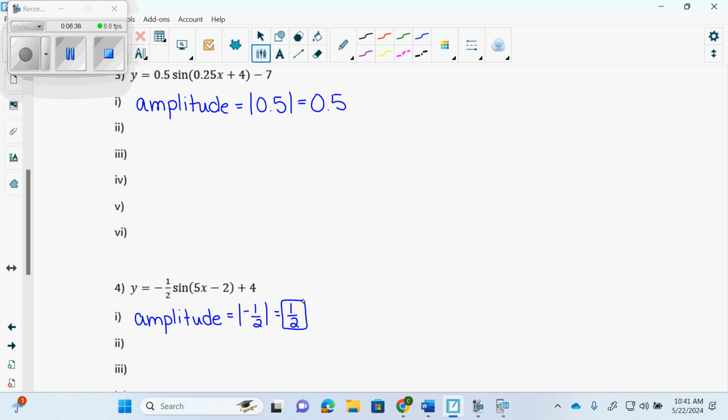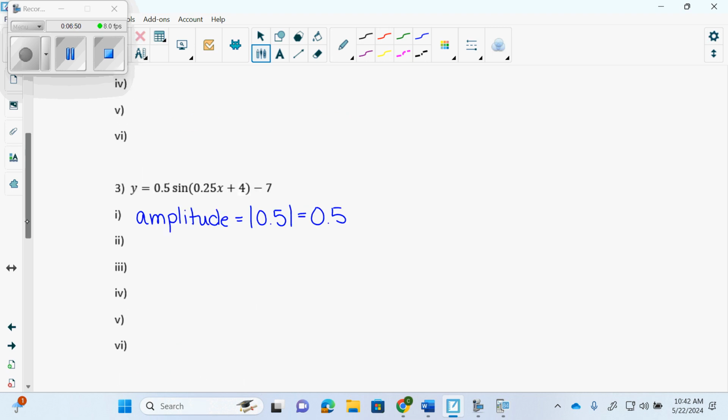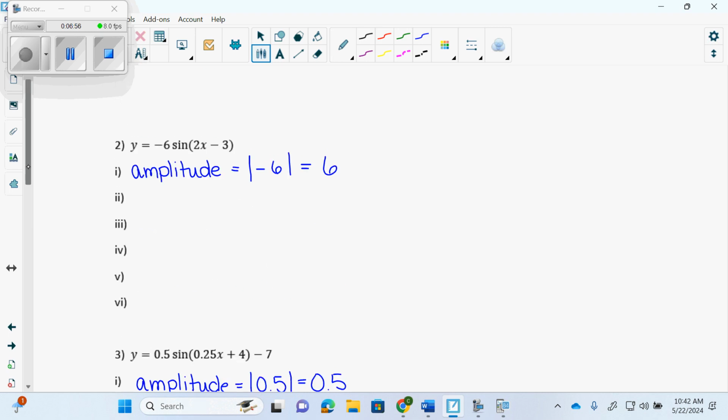Okay, so the amplitude's pretty easy. The amplitude is half the vertical distance, correct? So you're all going to answer me some questions here. If the amplitude is a half, what's the vertical distance from min to max? It's a half plus a half, 1. If the amplitude of this one is 0.5, what's its vertical distance from min to max? 1. If the amplitude is 6, what's its vertical distance from min to max? 12. Do you see what I'm saying? So it's half that vertical distance.